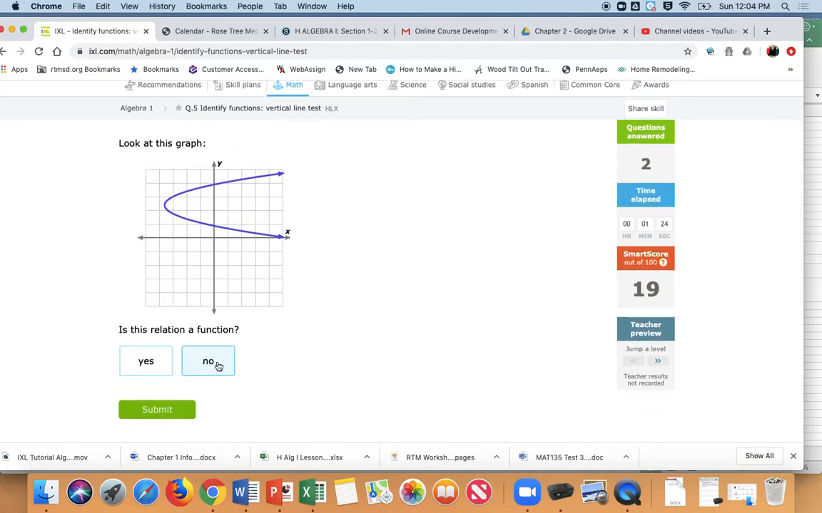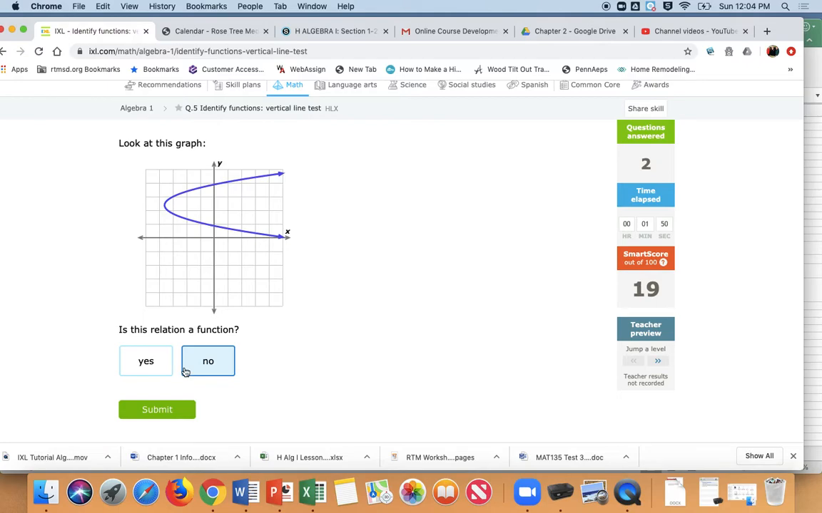Now, it doesn't matter where I draw that vertical line, just as long as no matter where I draw it, it doesn't touch twice. Like, I wouldn't draw it right here because I would be like, oh, well, it touches right there. It's one time. It's a function. No, it's anywhere I draw it. So I could draw it here, here, here, here. So basically, you're looking for it to fail.